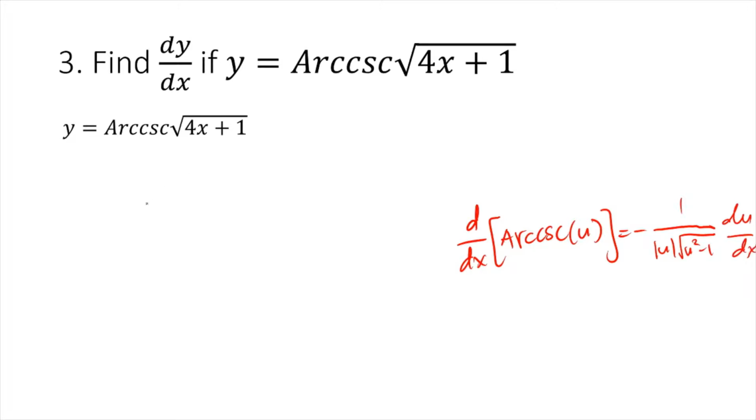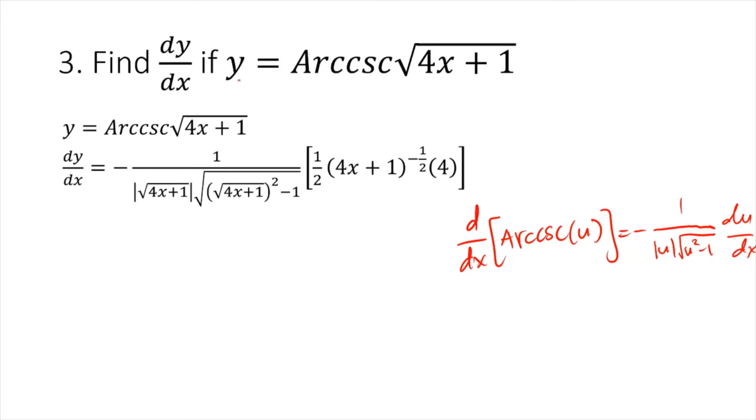And so the derivative with respect to x of arccos² square root of 4x plus 1 is negative 1 over absolute value of square root of 4x plus 1 times the square root of (square root of 4x plus 1) raised to 2 minus 1, times 1 half (4x plus 1) raised to negative 1 half, times 4.